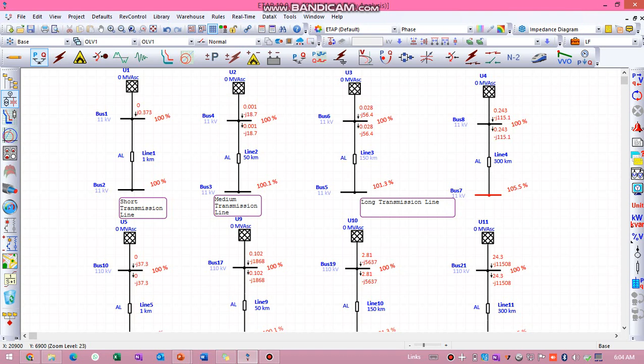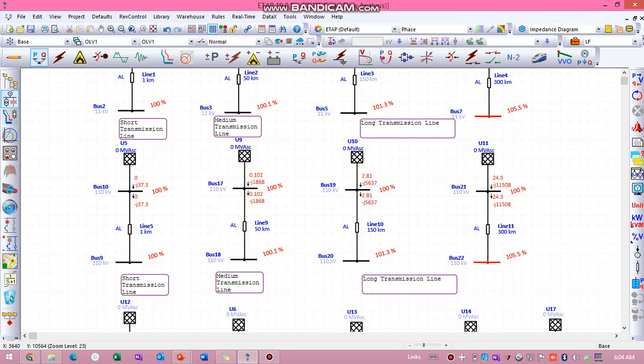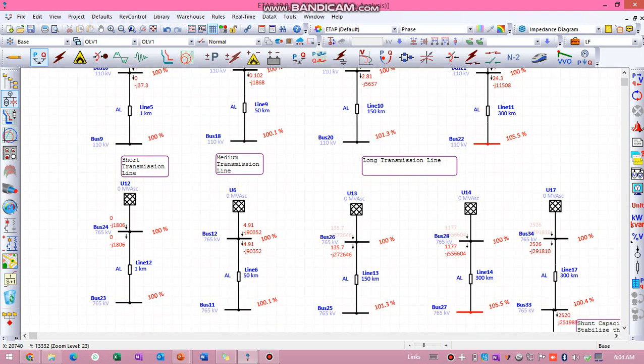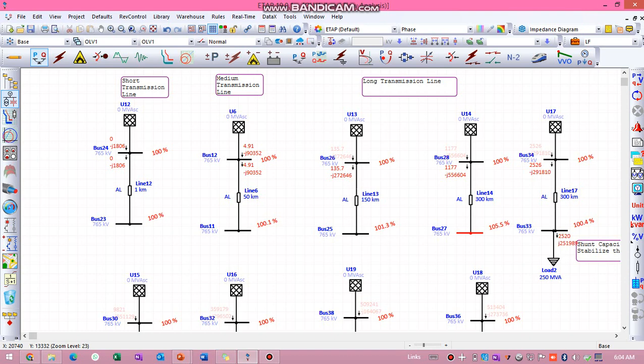This is the same condition in the case of the 110 kV transmission line, and similarly the 765 kV transmission line. When the length of the line is less, the charging capacitance is also less, so theoretically we don't consider it in the case of short and medium transmission lines. In the case of a long transmission line we have to consider it. Why? Because there is a rise in voltage happening, so we have to consider the capacitance effect in a long transmission line.